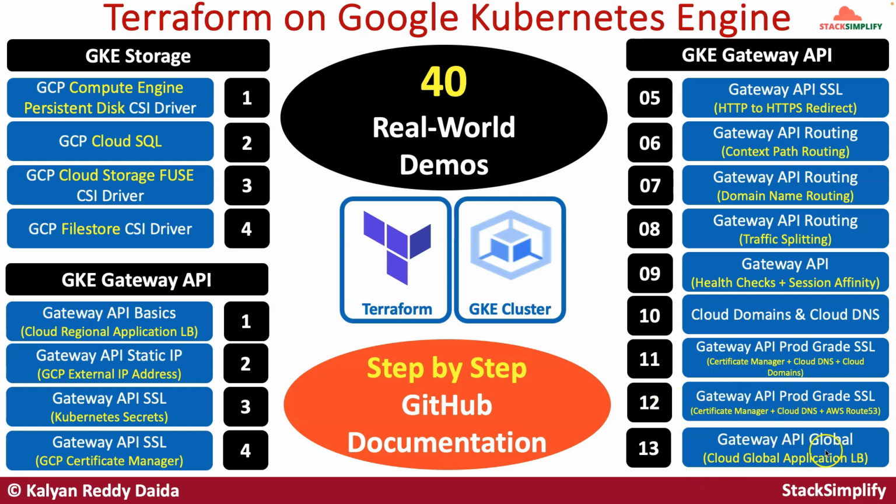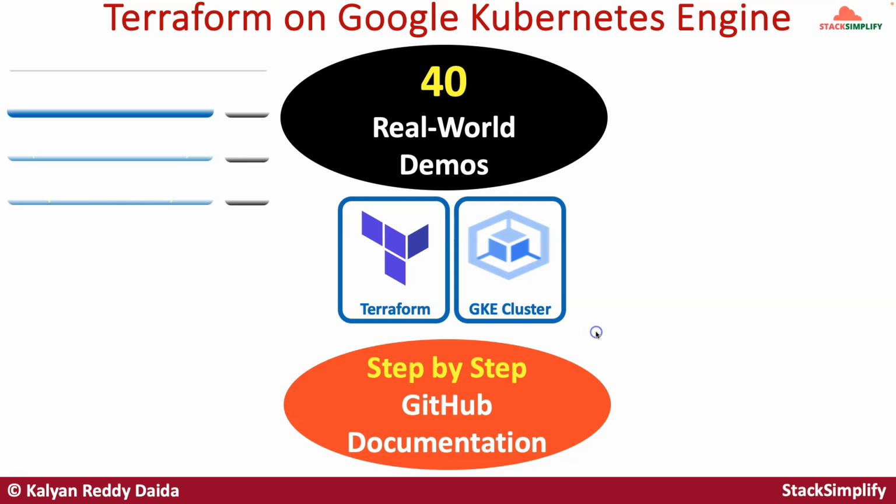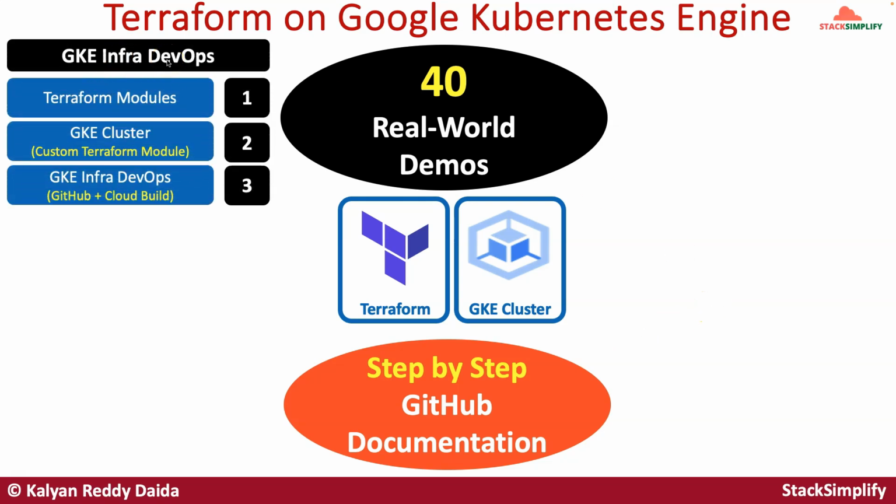And after that, we'll also create a cloud global application load balancer. So far, from demo 1 to demo 12, we have used the regional application load balancer. But in the last demo of Gateway API, we will focus on implementing the global application load balancer. Once these are completed, we'll move on to implement GKE Infra DevOps.